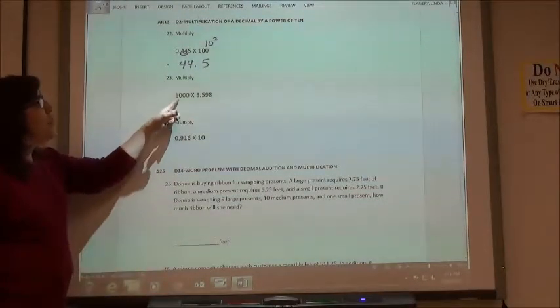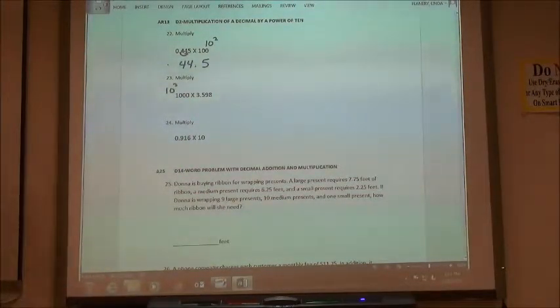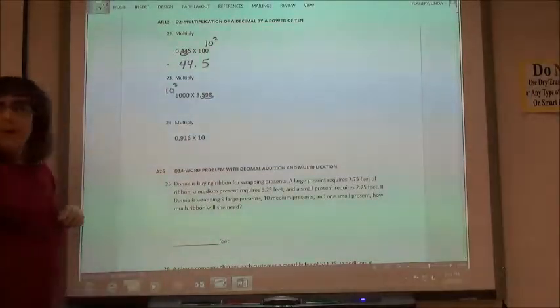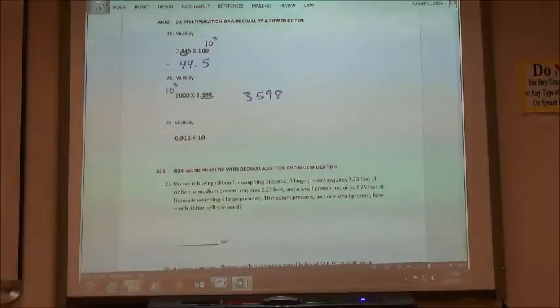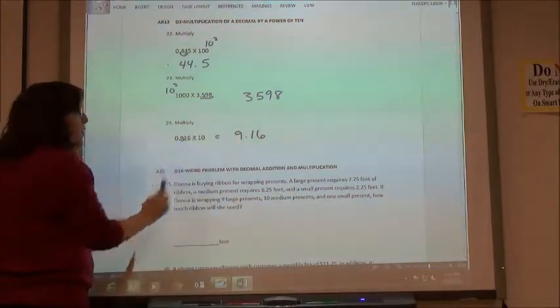So on number 23, 1,000 would be 10 to the third power because 1,000 has 3 zeros on it. So it tells me I'm going to move my decimal 3 places to the right, and if I move it over 3 places, 1, 2, 3, it ends up right on the end, right? 3,598 is going to be my answer then. So on number 24, if I'm going to multiply by 10, how many places should I move my decimal? If I'm going to multiply by 10? No, just 1. Right? 10 just has 1 0 on it. So it's going to be 9.16, exactly. So 10 has 1 0, I just move it once.